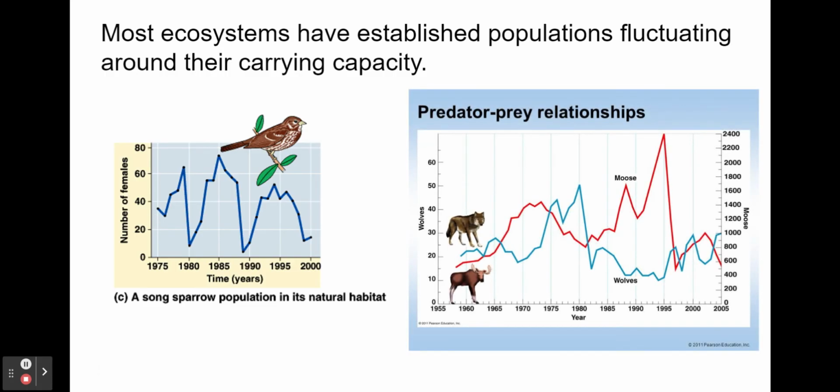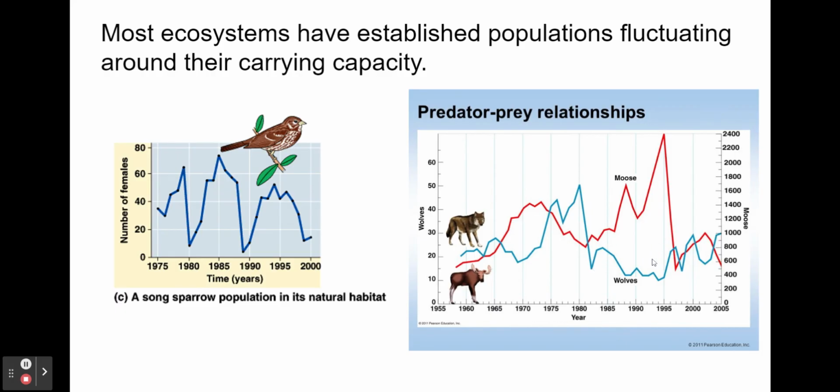Here's another example of established populations fluctuating. We've got moose in red and wolves in blue. And this actually shows one of the reasons that populations fluctuate. As we get more moose, the wolves who eat them start eating more moose. They're able to reproduce at higher levels because they have more nutrition. The wolf population peaks until they've eaten too many moose, and the moose population crashes because they're all getting eaten. And as the moose population crashes, well, we've got too many wolves and not enough moose to feed them, so our wolf population crashes as well.